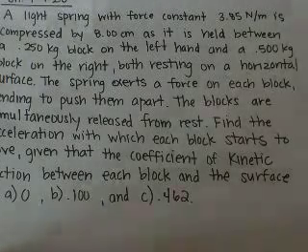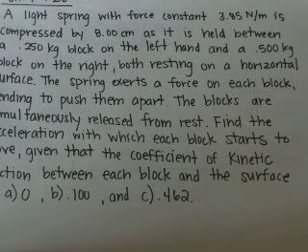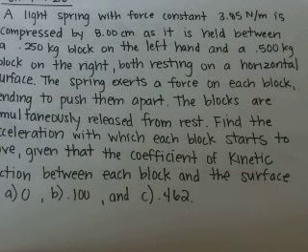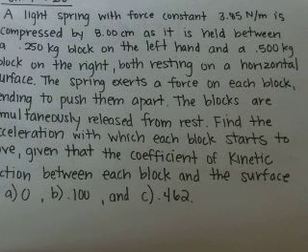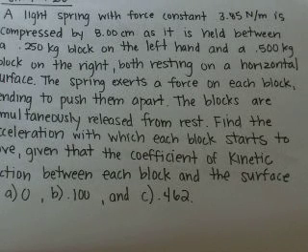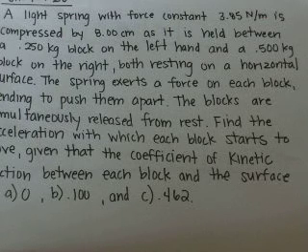I'm doing Chapter 7, Number 20. A light spring with force constant 3.85 newtons per meter is compressed by 8 centimeters as it is held between a 0.25 kilogram block on the left hand and a 0.5 kilogram block on the right, both resting on a horizontal surface. The spring exerts a force on each block, tending to push them apart. The blocks are simultaneously released from rest.